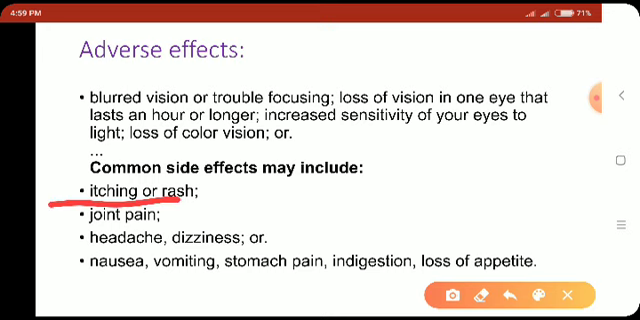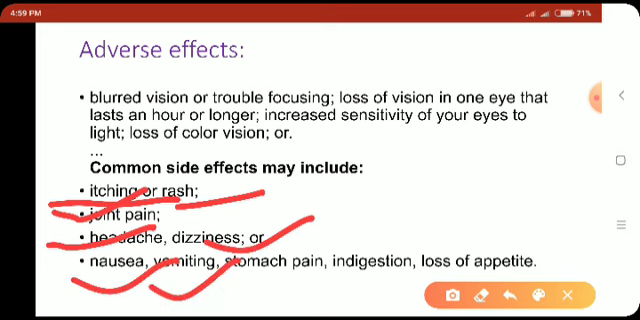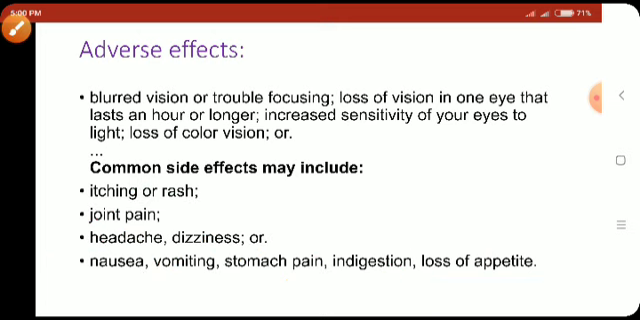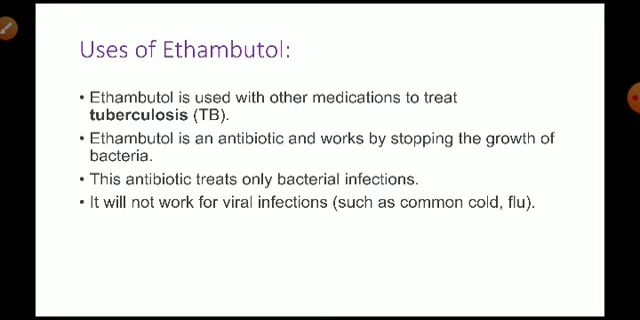Itching or rash on the skin, then joint pain, headache, dizziness, nausea, vomiting, stomach pain, indigestion, and loss of appetite are the side effects or adverse effects of ethambutol.